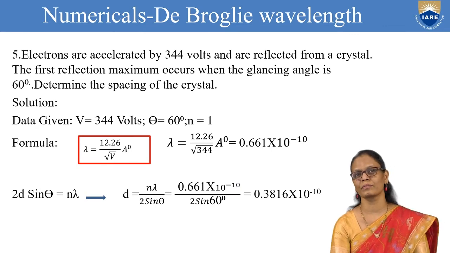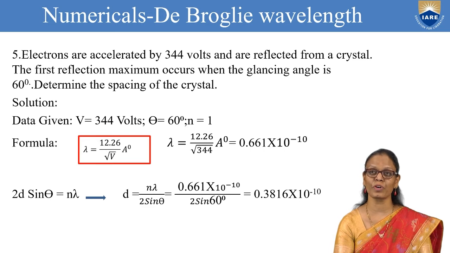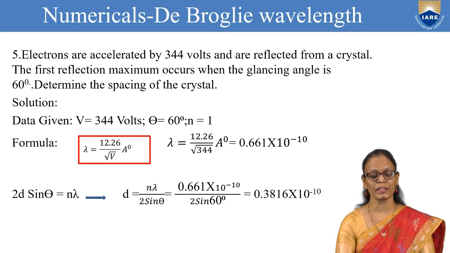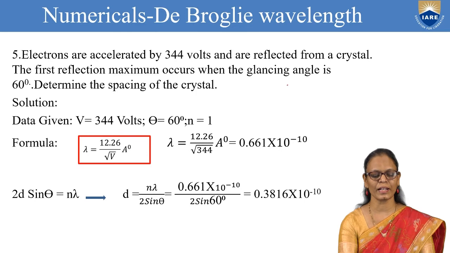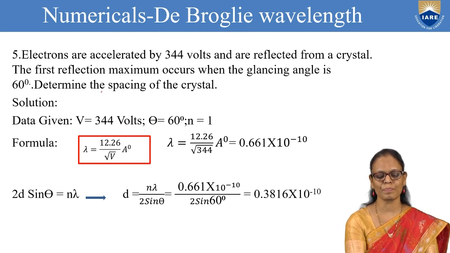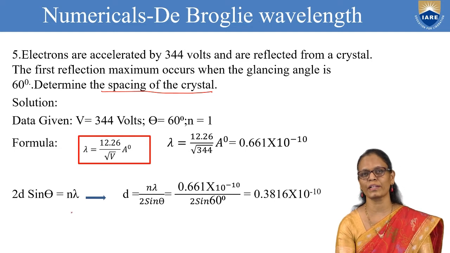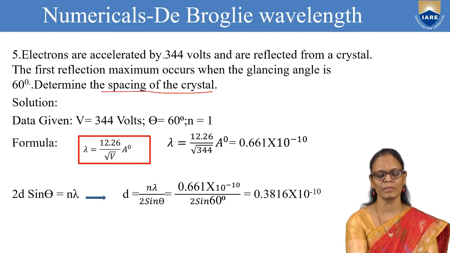Now the next one. Electrons are accelerated by 344 volts and are reflected by a crystal, and the first reflection maximum occurs when the glancing angle is 60 degrees. You have to determine the spacing of the crystal. What you have to find is the spacing. So let us write the data given. What is the data given?